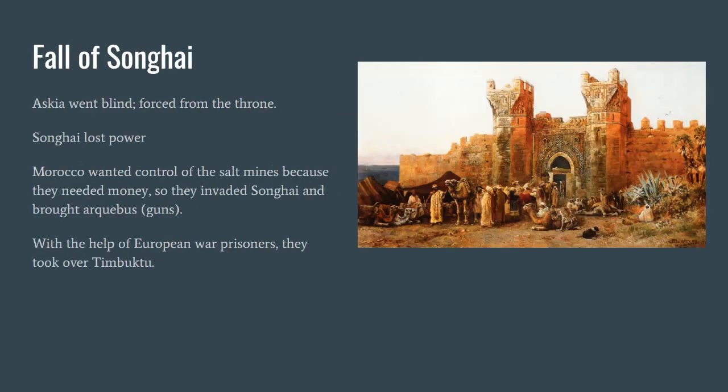The Songhai end up falling when one of their leaders goes blind, he's forced off the throne, and they lose some power. Morocco wants to be in control of their own salt mines because they need their own money. They start breaking apart from there.